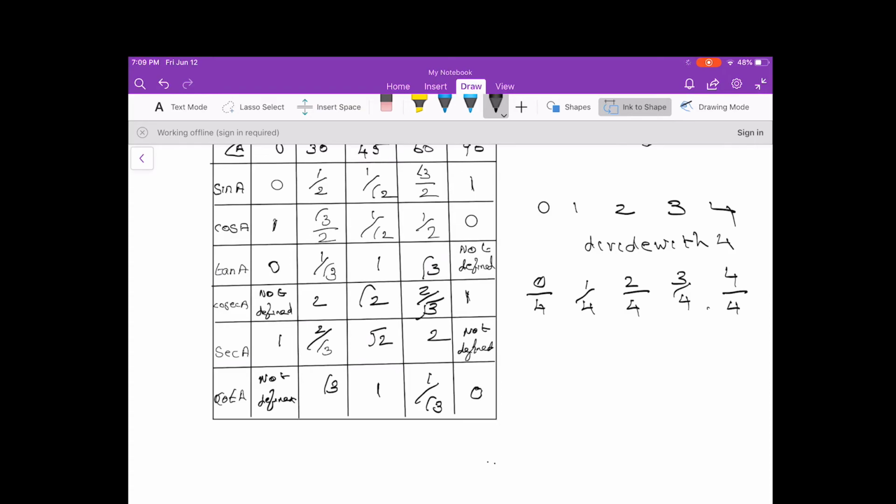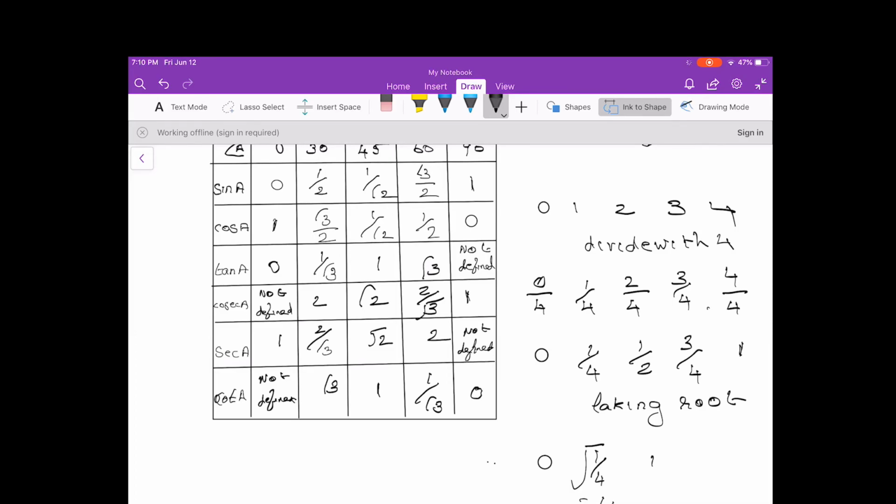0 by 4 is 0. 1 by 4 is 1 by 4. 2 by 4, I can write as 1 by 2. 3 by 4, I'll write as 3 by 4 itself. 4 by 4 is 1. Now the second step is taking the root. If I take the root of 0, it is 0. Taking the root of 1 by 4 is 1 by 2. I got the value as 1 by 2.